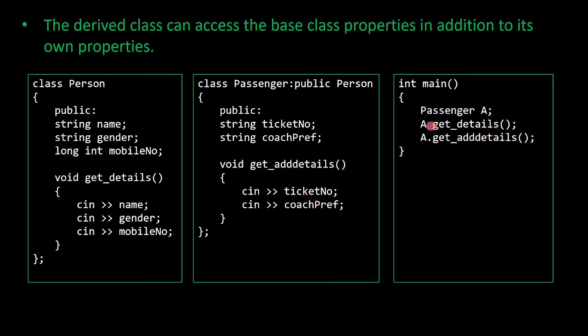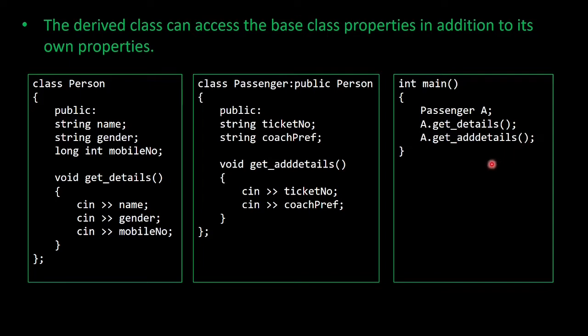So as specified, a can use the get details of the class person, and now it is using its own member function void get additional details, which is represented in terms of object a dot get additional details.